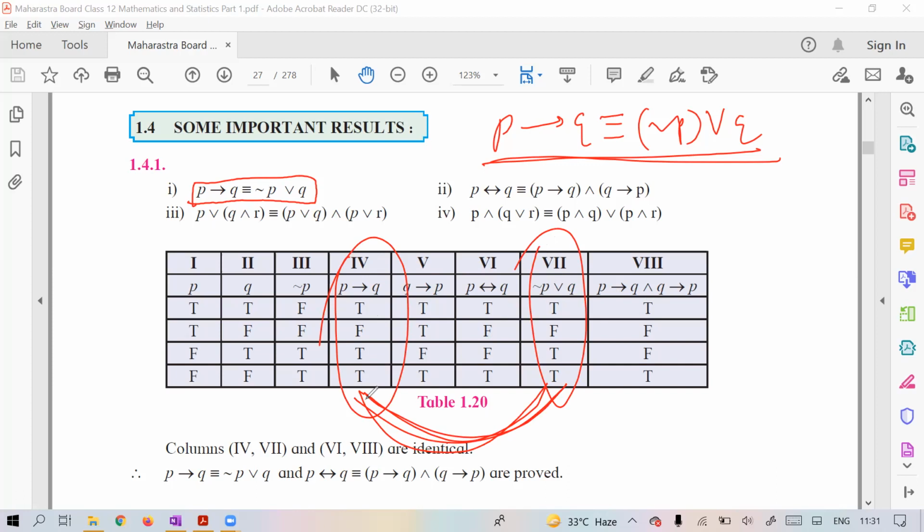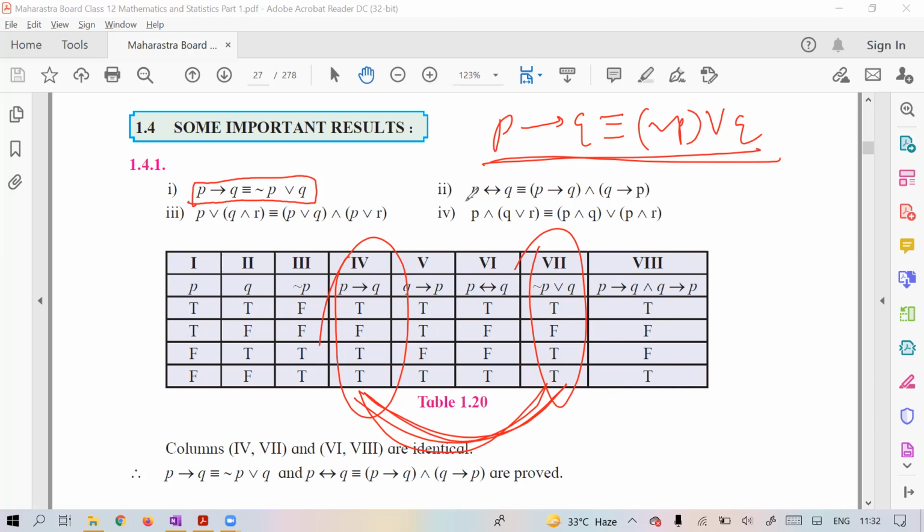There is another method also. You can use some rules of algebra and then prove it. That will also work. But the basic rule is you make the truth table and see the equivalence. Otherwise, you simplify the LHS or one of the statements and then convert it into the other by using rules.